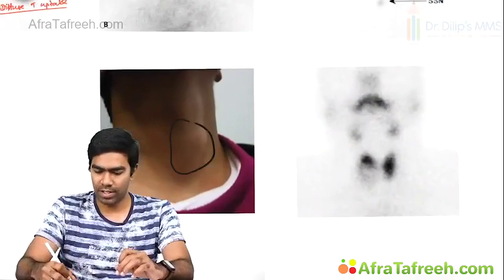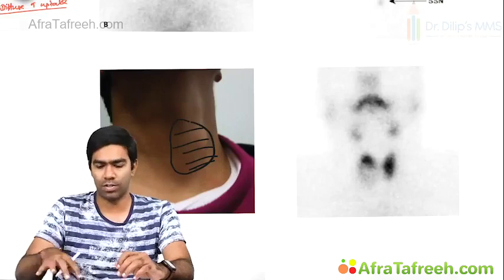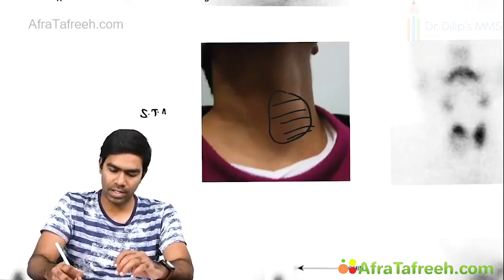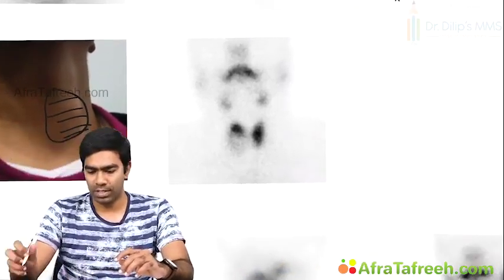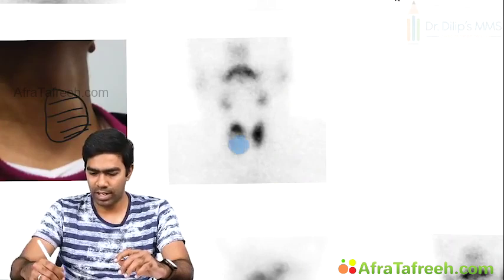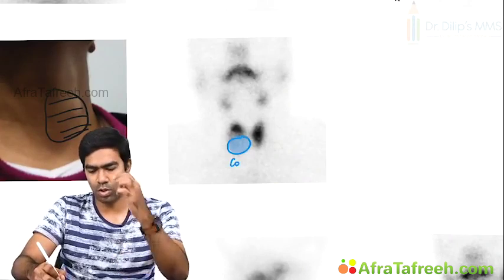And you can see this patient is having a solitary nodule. So which means you can use these uptake scans in evaluation of a solitary thyroid nodule also. And when you do an uptake scan in this patient, you can see in the right lobe of the gland, there is a focal cold nodule.